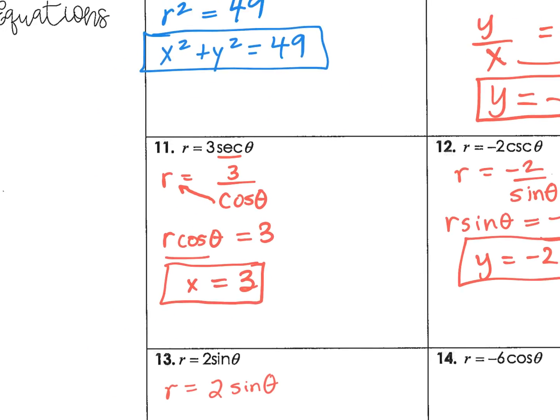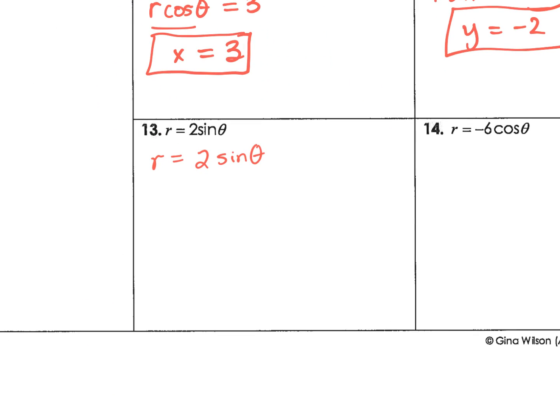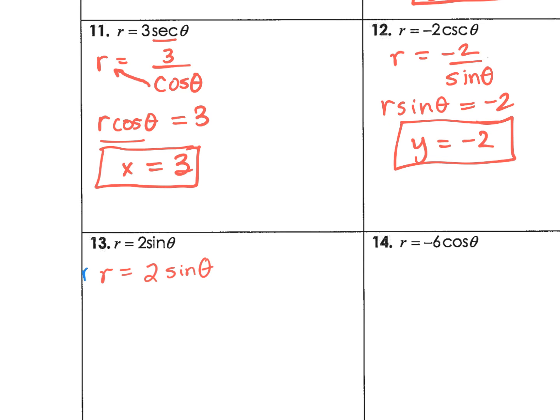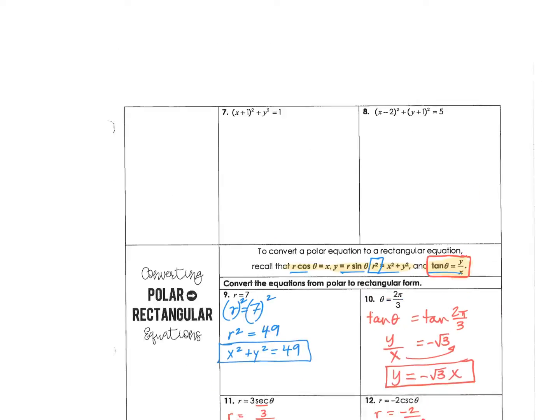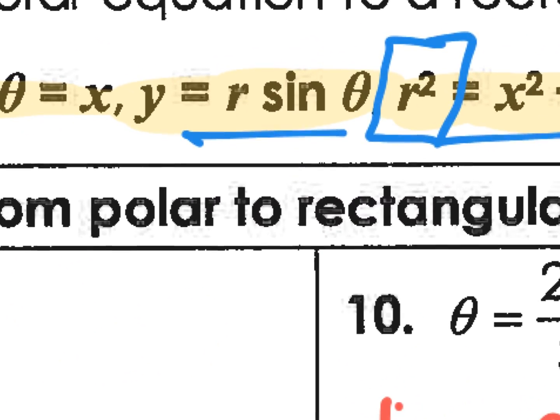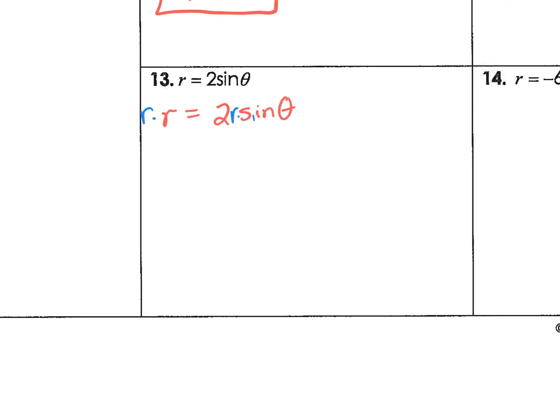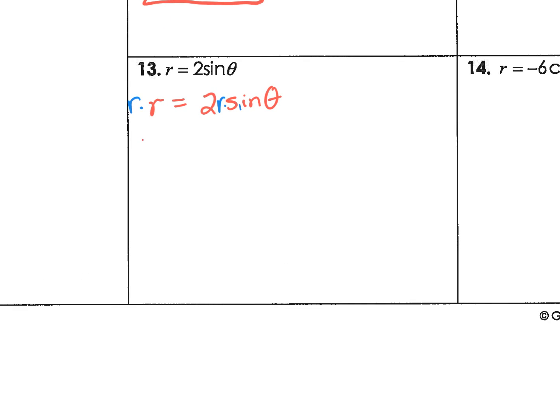R squared. And if I square that side, now I'm not going to square it though, I'm going to multiply both sides by r. Why can I do that? Because now if I multiply by r on this side, and then I multiply by r on this side, what else do I notice? What else do I have here? You have r sine theta. So I can kind of trick it into being what I need it to be. So now this becomes r squared, and this is 2 times r sine theta.